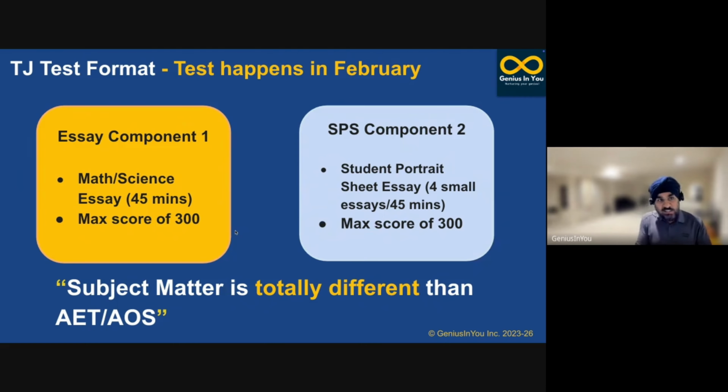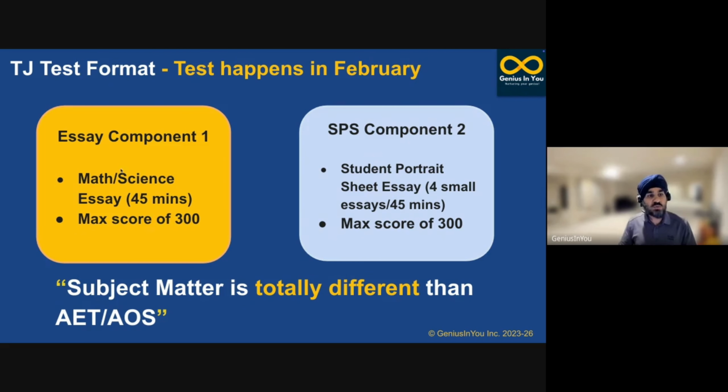So coming to the TJ test format, again, I have only one slide for TJ. I don't want to go too much into TJ, but it's very different. That's why we have a totally separate batch for TJ. It also happens in February, unlike Academies of Loudoun, which happens in October, November. There are two components. It's all essay. There are no multiple choice questions. Basically, all long essays you have to write.